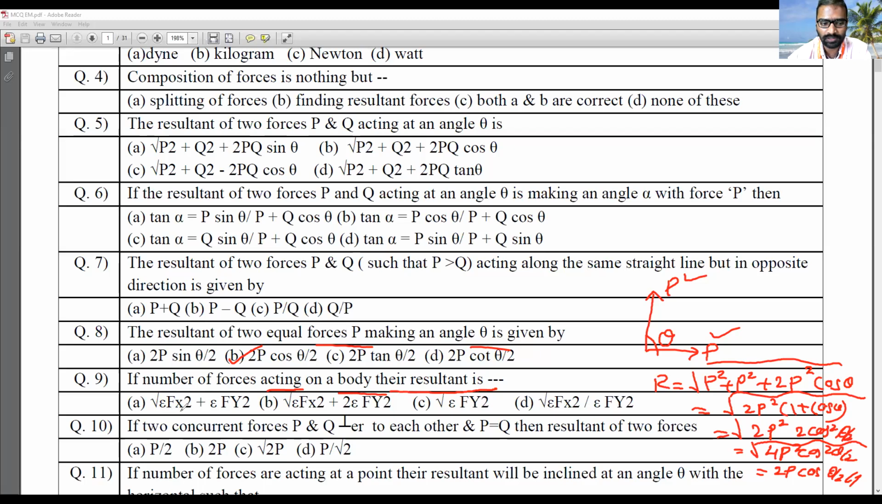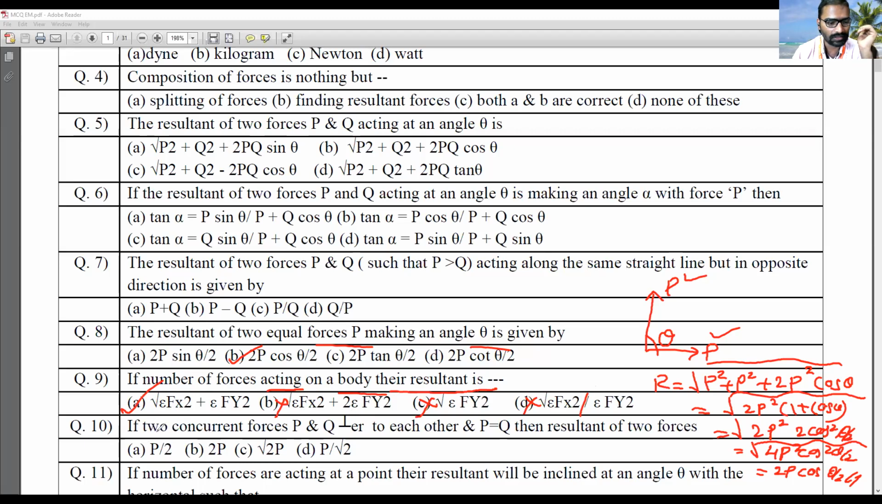Option A is correct: sigma Fx square plus sigma Fy square. See, don't get confused. In Option B, there is 2 times sigma Fy square, that's why it is wrong. In Option C, there is no sigma Fx square, that's why it is wrong. In Option D, it is divided by area, that's why it is wrong. This is the only correct answer.